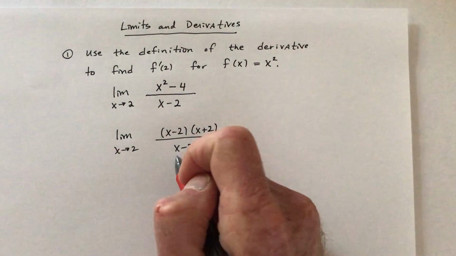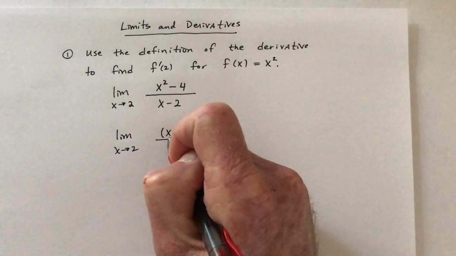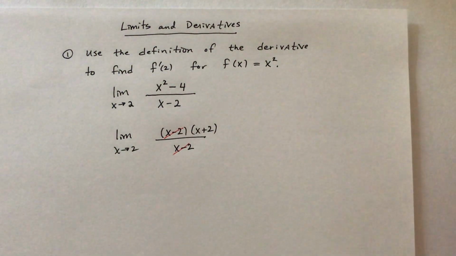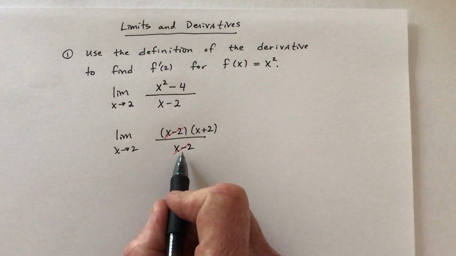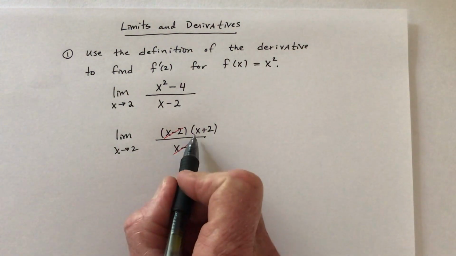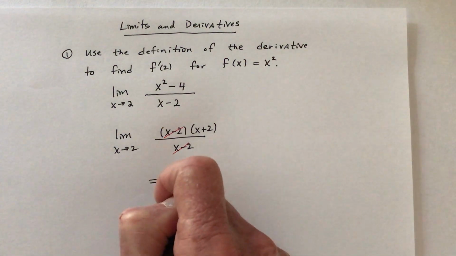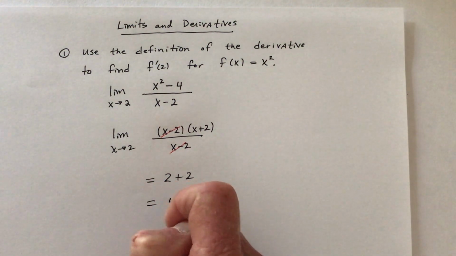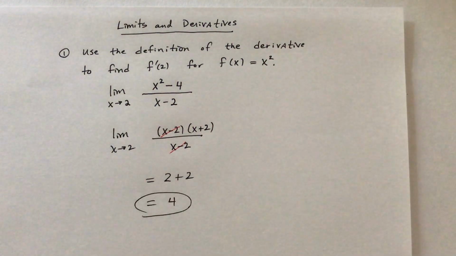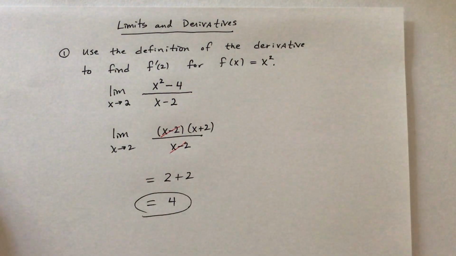And with limits, after you do some algebra, we'll usually have this where it simplifies very nicely and it just leaves x plus 2. And since I've done the cancellation, I can go ahead and plug the 2 in. So that's going to be 2 plus 2. And that I can even do without a calculator. That is 4. So the answer is 4.